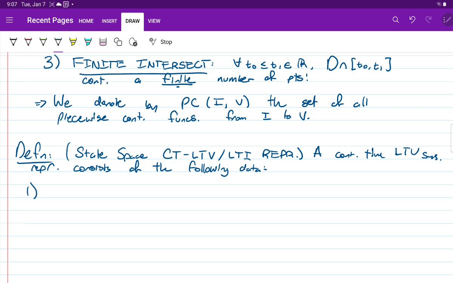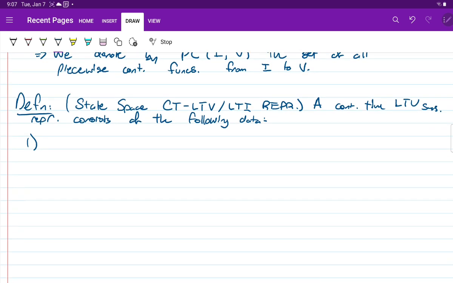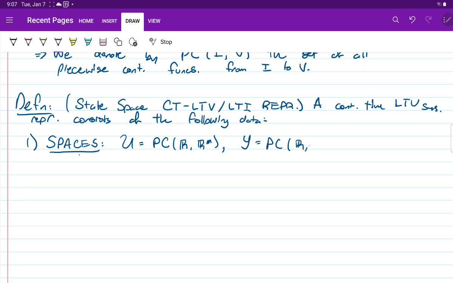Okay, so first what I'm going to specify is a collection of spaces. What I'm going to say is the input signal space for my system representation should be the set of piecewise continuous functions from R into R^m. Okay? What I'll also have is my output signal space should be PC of R, R^p, and my state space Sigma should just be R^n.